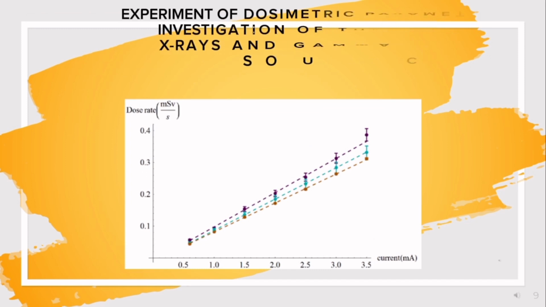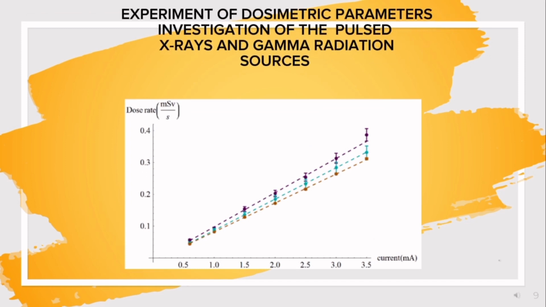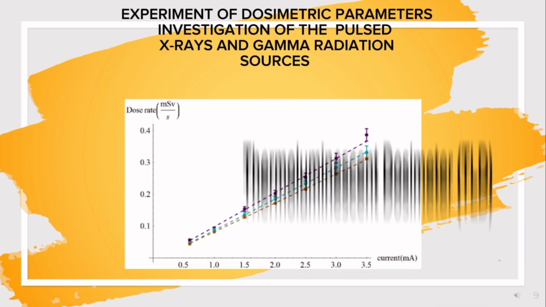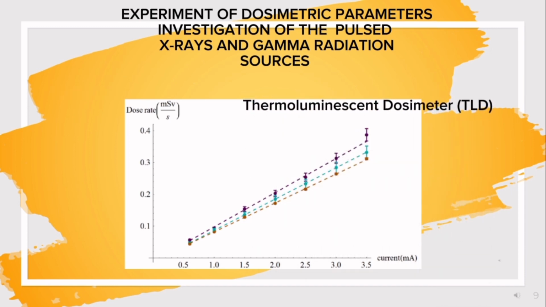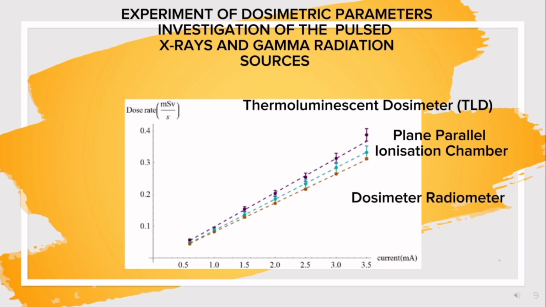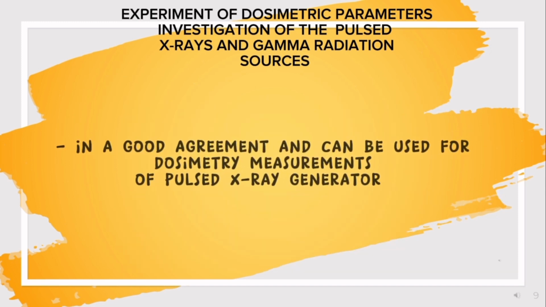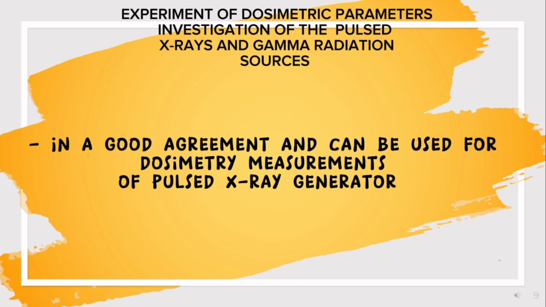For an example, from the experiment of dosimetric parameters investigation of the pulse X-ray and gamma radiation sources, the graph shows the dependence between the dose rate of the pulse X-ray beam and anode current, where the first line is data from the thermoluminescent dosimeters, the second line is plane parallel ionization chamber, and the third one is for dosimeter radiometer. From the graph, it shows that the dose rate measurements obtained with these three dosimeters are in good agreement and can be used for dosimetry measurements of the pulse X-ray generator.